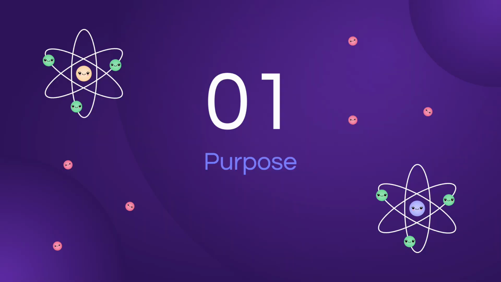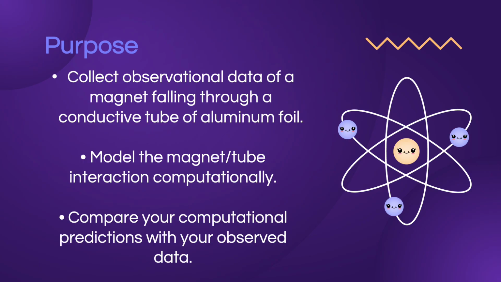So 1. The purpose of the experiment. The purpose of the experiment was to collect observational data of a magnet falling through a conductive tube of aluminum foil, to then model the interaction between the magnet and the tube computationally, and then to compare the computational predictions with the observed data.